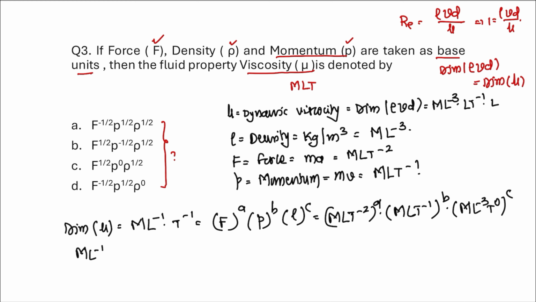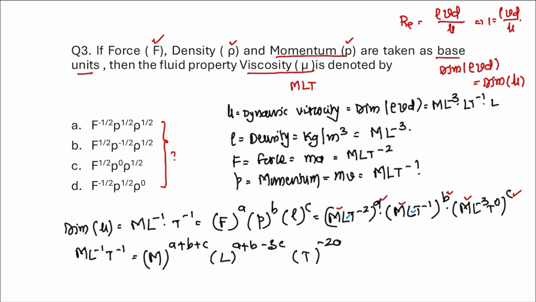That means m l to the power of minus 1 t to the power of minus 1 is equal to m to the power of A plus B plus C, then next into L. L, what is happening? L to the power of A, L to the power of B, L to the power of minus 3C. L to the power of A plus B minus 3C. Next, T to the power of minus 2A minus B plus 0.